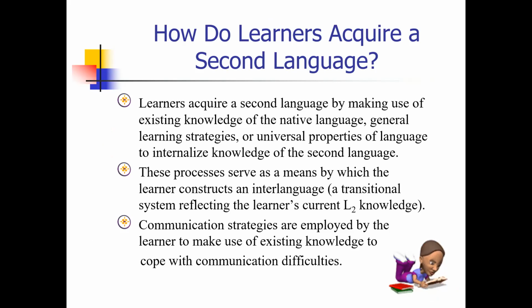This is how the learner acquires a second language. First, by making use of existing knowledge of the native language, general learning strategies, or universal properties of language to internalize knowledge of the second language. Then, the learner constructs a system reflecting the learner's current second language knowledge. And last, the learner makes use of existing knowledge to cope with communication difficulties. The next slide will be explained by Brother Firman.